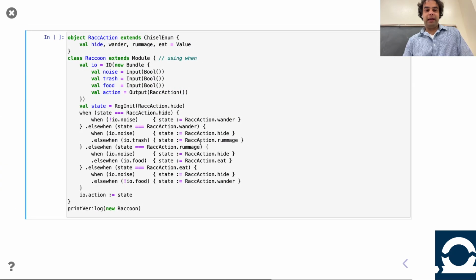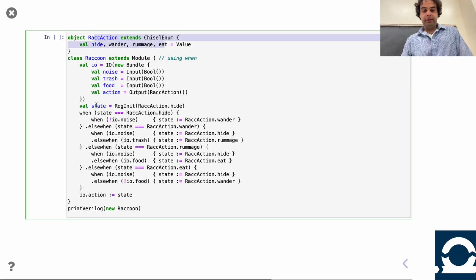Well, we can do that. So we have our enum. We can now assign names to these Chisel states, these raccoon states, right? So our raccoon action, what's it doing? Well, it's a ChiselEnum, so it's either hiding, wandering, rummaging, or eating. The actual state machine itself has the inputs noise, trash, and food, and then the output is whatever action we're doing, which is one of these from the enum.